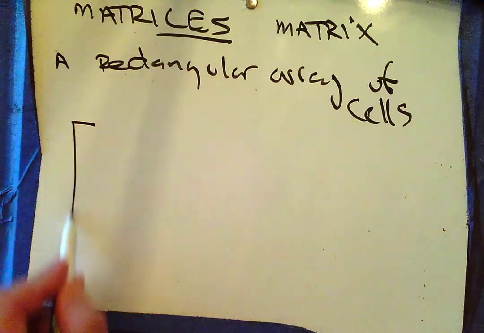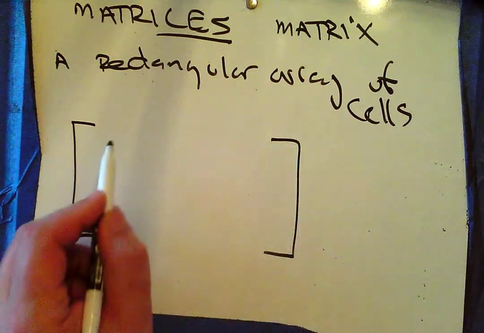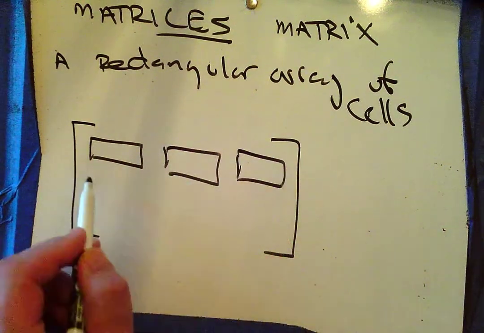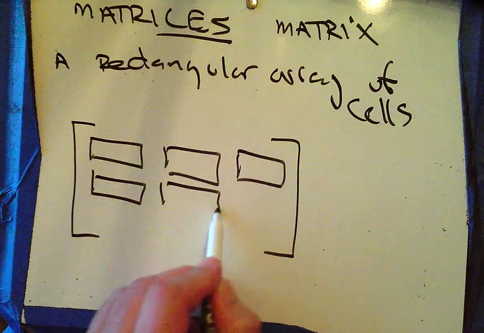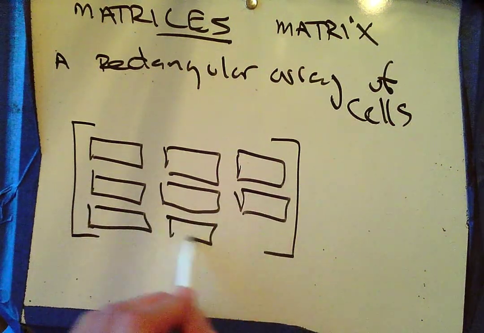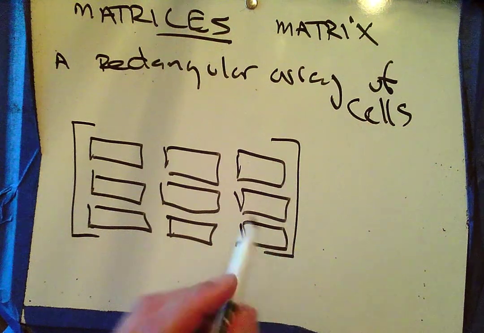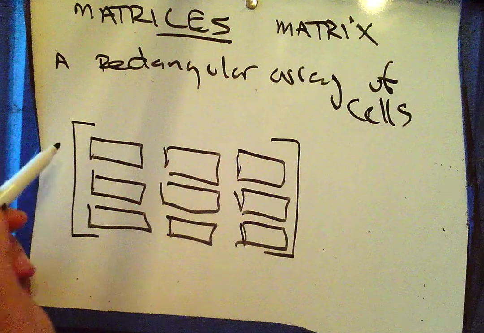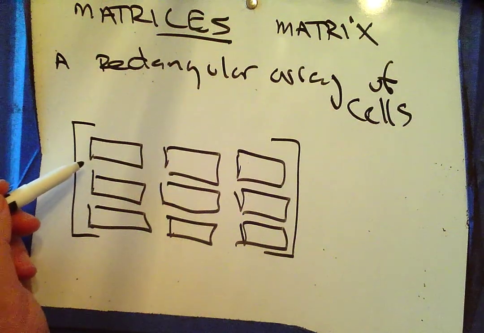So what does that mean, Mr. Kukla? Well, it means that you've got a box with a bunch of little boxes in it, and you can put stuff in these little boxes. These little boxes are called cells. And since these cells are arranged in a rectangular shape, we call this a rectangular array of cells.